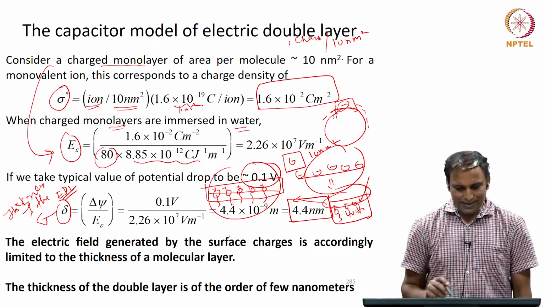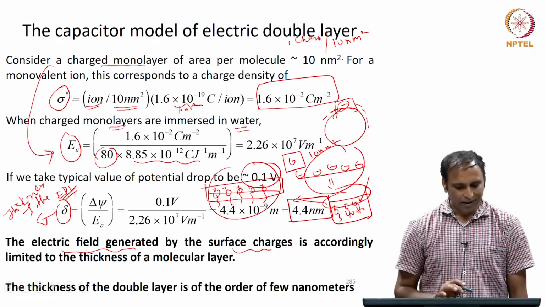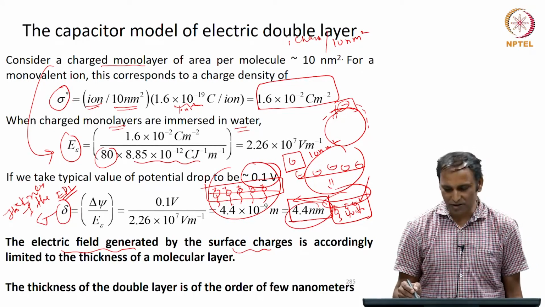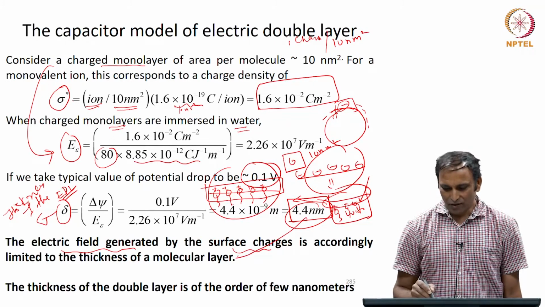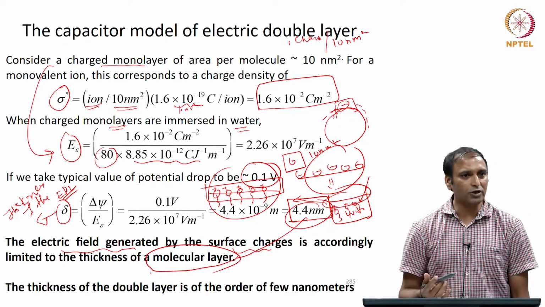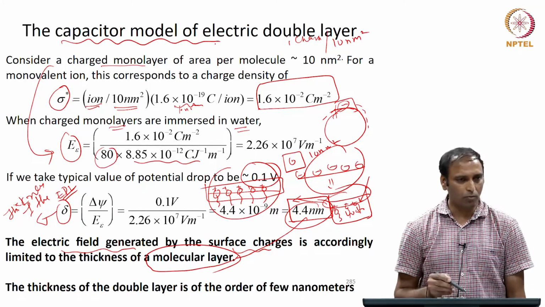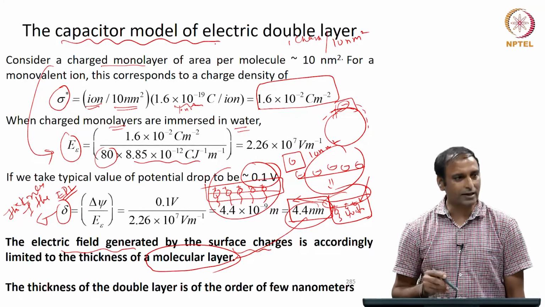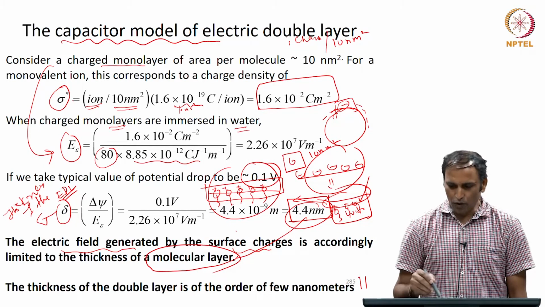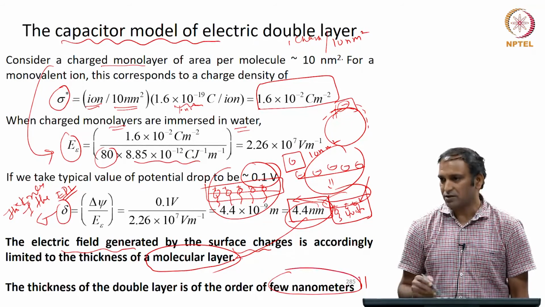Therefore, you can say that the electric field generated by the surface charges is in molecular dimension, because the number is 4.4 nanometer, very close to molecular dimensions. That is the kind of conclusion you can draw if you work with what is called the capacitor model or the Helmholtz model for the electrical double layer. If you look at several different problems and calculate the double layer thickness, it will be a few nanometers in dimension.